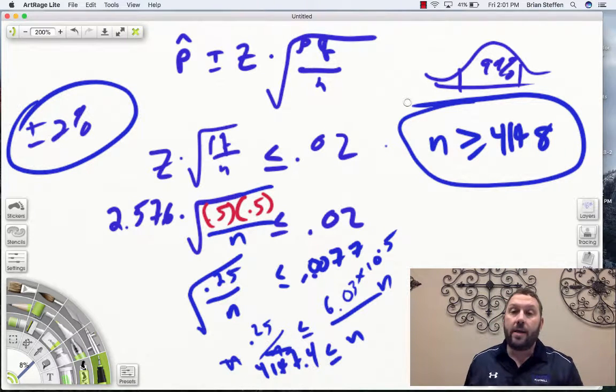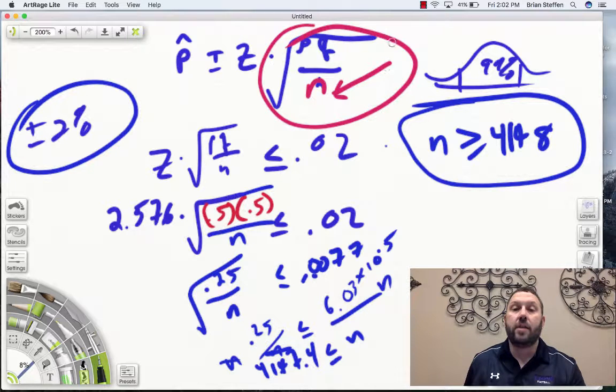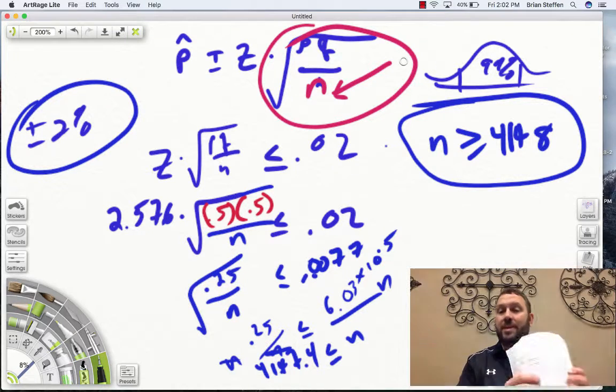All right, the more I sample, the narrower the interval. And again, the reason why is the more I sample, as n gets larger, I'm dividing by a bigger and bigger number, which makes the standard error smaller. As n gets larger, the standard error gets smaller. As the standard error gets smaller, my margin of error gets smaller, and so I can have a narrower interval. All right, so those are the basic ideas of how to select a sample size.